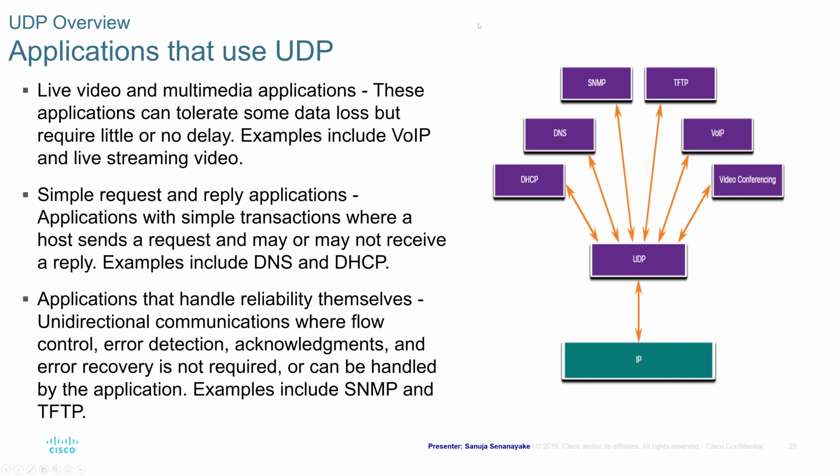On the right hand side, you will see a diagram with some of the protocols mentioned here. So UDP is used by DHCP, DNS, SNMP, TFTP, VoIP, and video conferencing. Another example I give you is the live streams and videos from YouTube. Even this video, some of the buffering is happening at the UDP level.